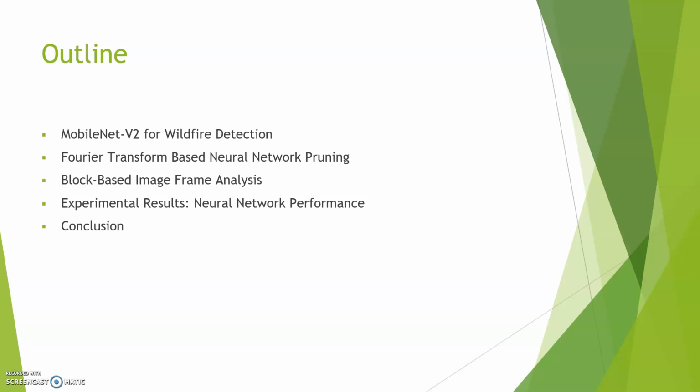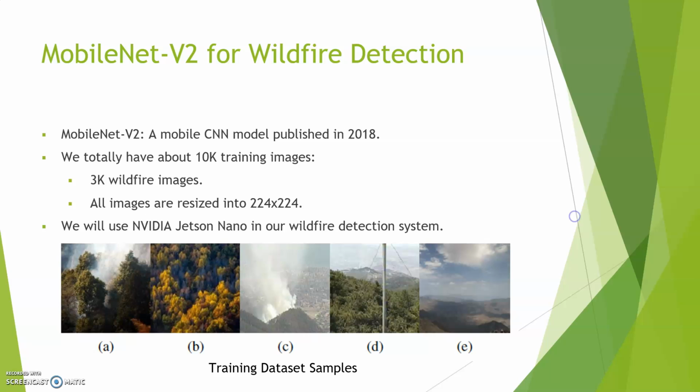This is today's outline. First, I will introduce MobileNet-V2 for wildfire detection. Then, I will introduce Fourier transform-based neural network pruning. Next, I will discuss block-based image frame analysis. Finally, I will show some experimental results and make a conclusion.